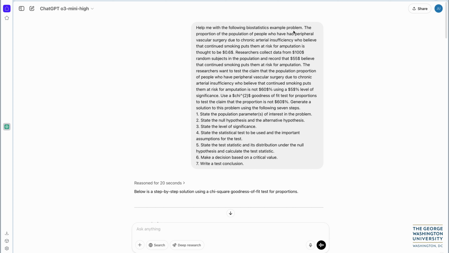The proportion of the population of people who've had peripheral vascular surgery for peripheral vascular disease due to chronic arterial insufficiency who believe that continued smoking puts them at risk for amputation is thought to be 0.6. Researchers collect data from 100 random subjects in the population, and record that 55 believe that continued smoking puts them at risk for amputation. The researchers want to test the claim that the population proportion is not 60% at the 5% level of significance. Now use the chi-square goodness of fit test for proportions to test the claim that the proportion is not 60%. So that was the problem that I copy and pasted.